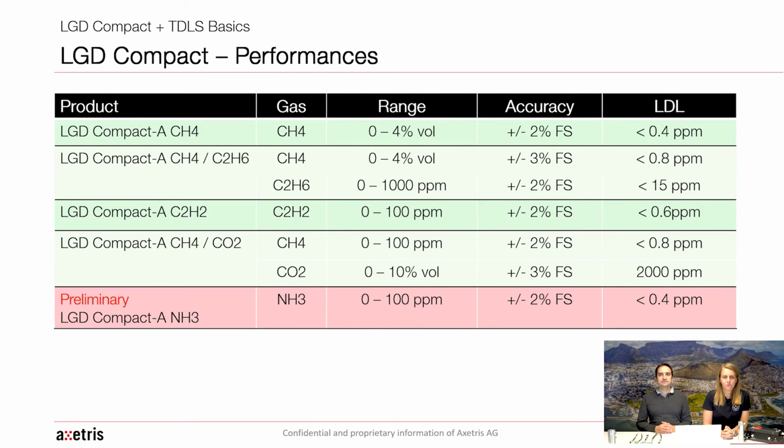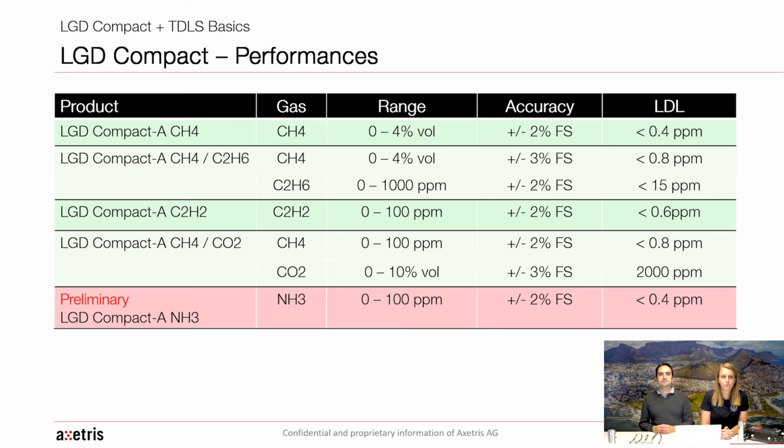Our first item on the list is for sure the LGD Compact for methane. In this case, the measurement range can lay between 0 and 4% volume. The accuracy is plus minus 2% of full scale, and the lower detection limit is 0.4 ppm.